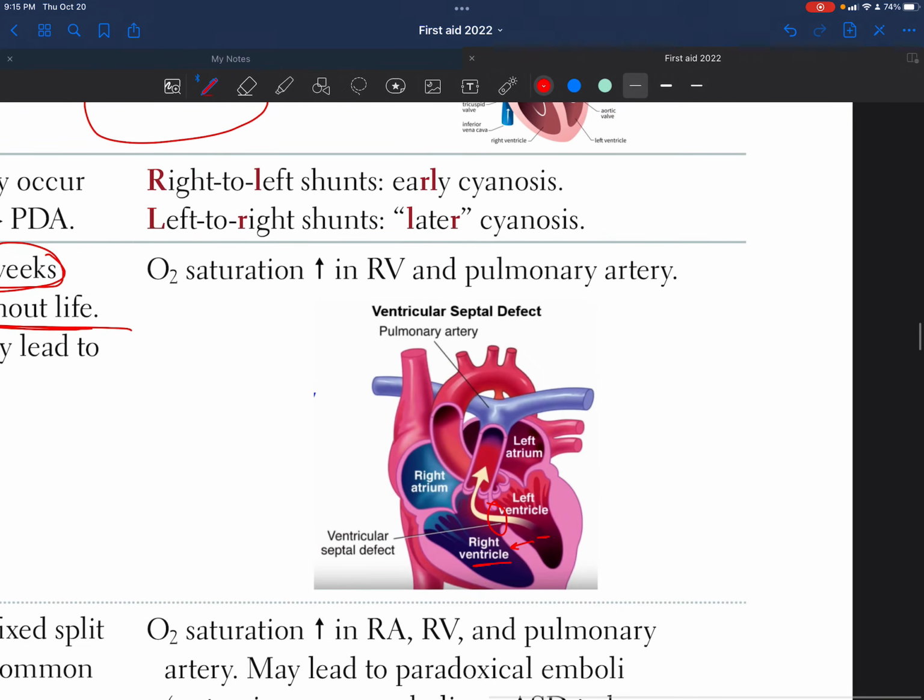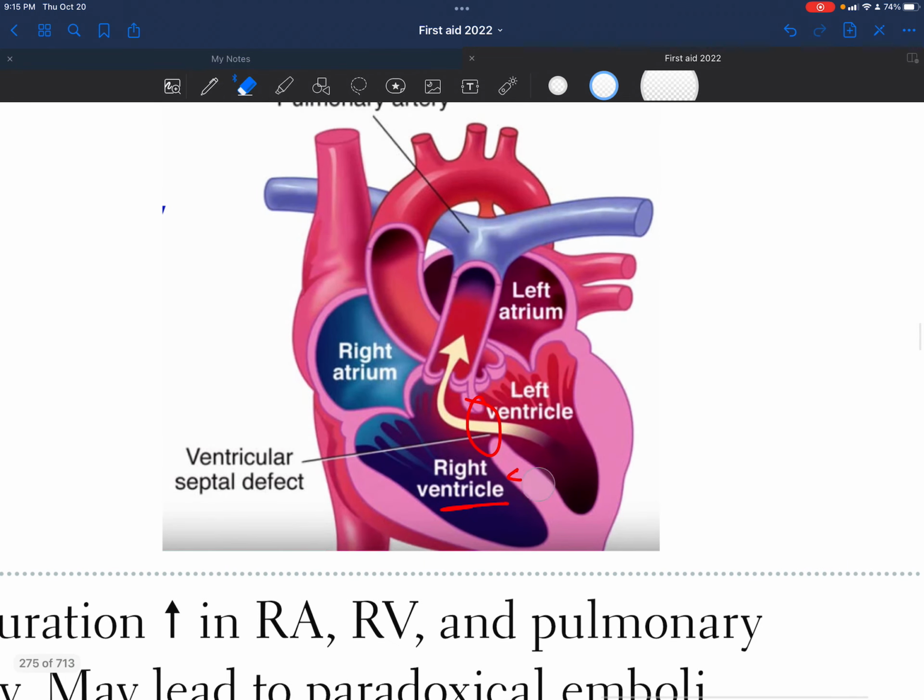So it says O2 saturation is increased in the right ventricle and pulmonary artery. And this is quite obvious because, as we said here, the blood is coming from the left ventricle into the right side.